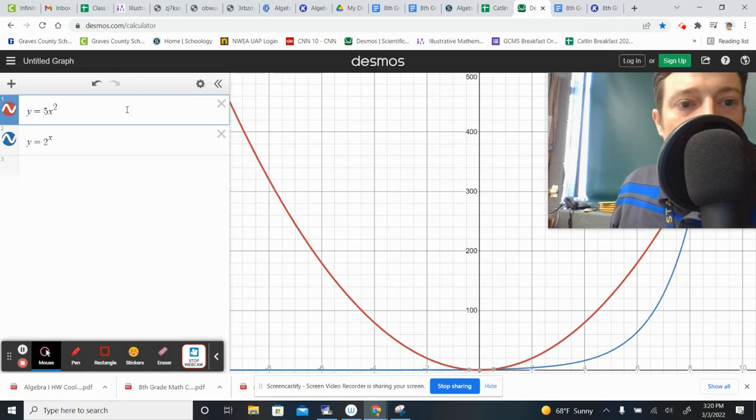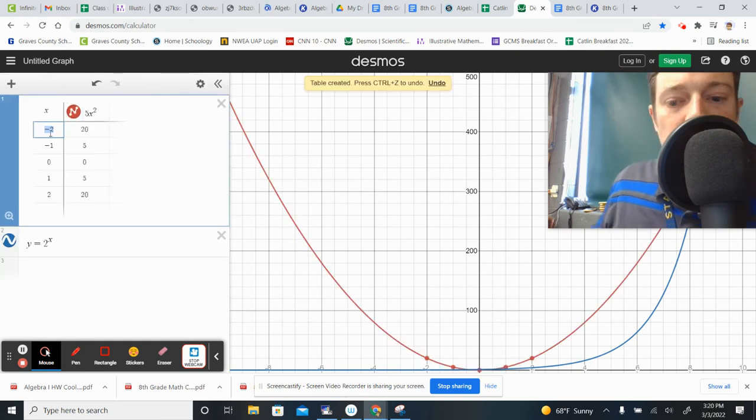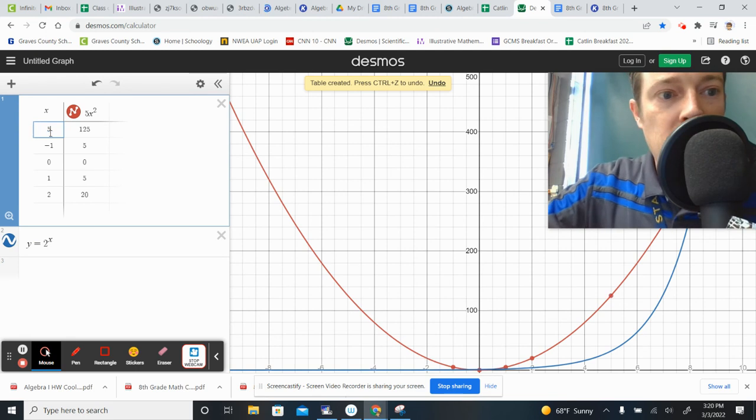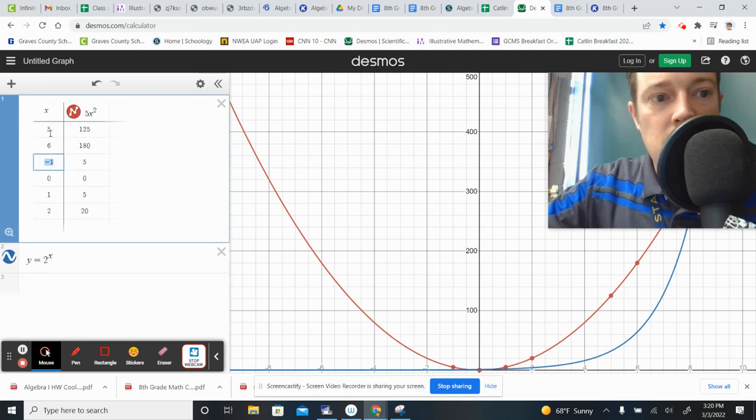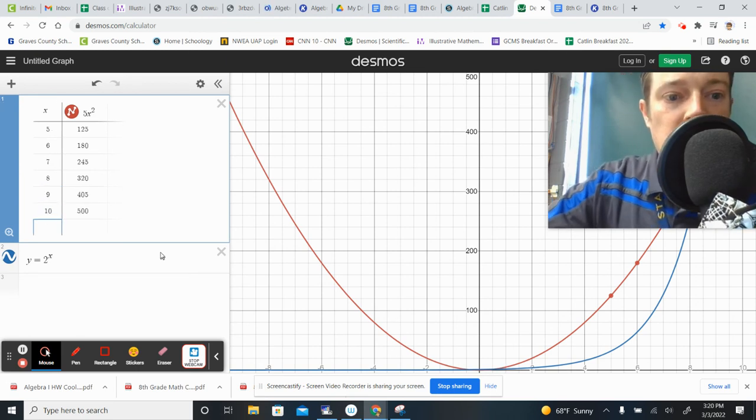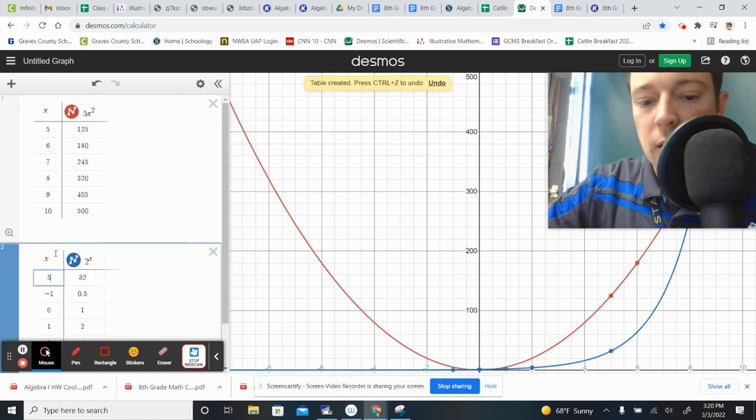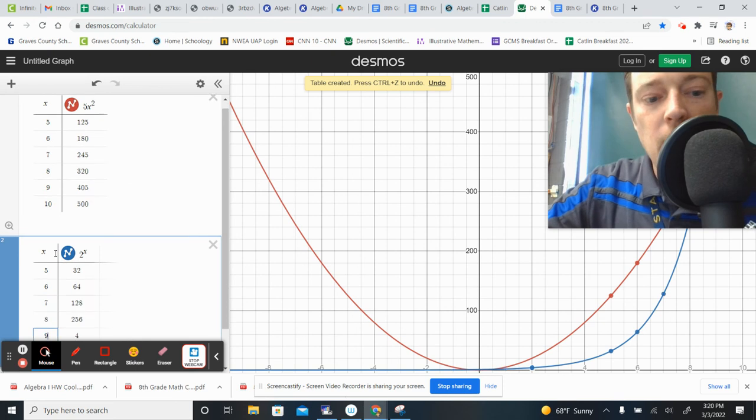and hopefully when I go back to that page, it won't be frozen again. I'm going to take this one and change it into a table. Remember that we wanted 5, 6, 7, 8, 9. We'll go all up to 10 just for good measure. Then we'll do the same thing with this one. Let's change it to a table, and we'll make it 5, 6, 7, 8, 9.